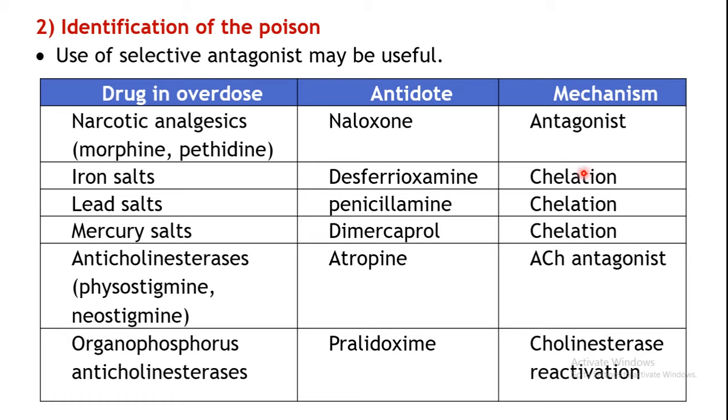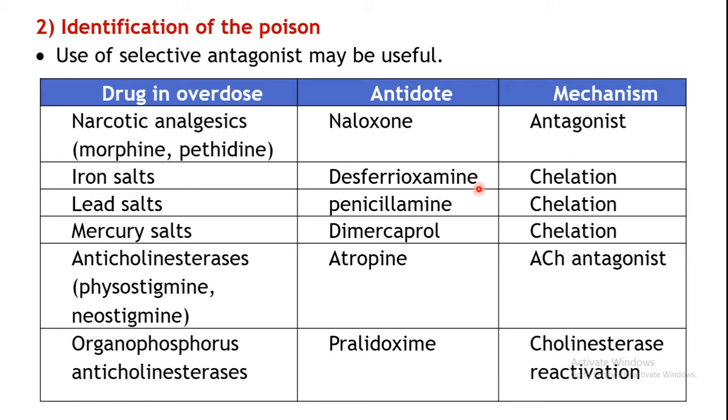It blocks all the receptors through which morphine or pethidine produces their action. So by blocking the receptors, they can antagonize all the actions of morphine or pethidine or any narcotic analgesic. Then next example, iron salts.